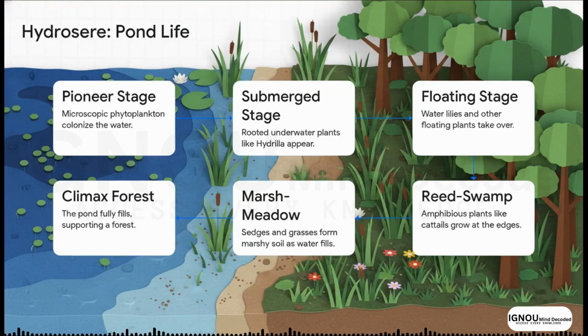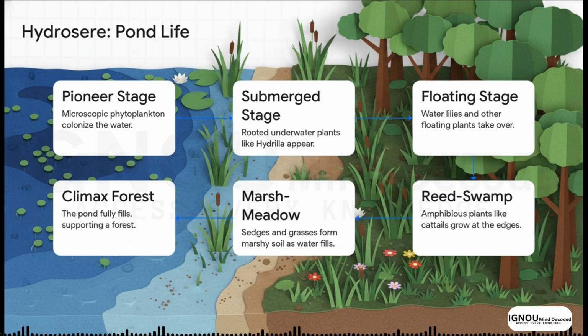This one is called a hydrosphere, which is just succession in water. It's wild. It begins with tiny microscopic plants called phytoplankton. When they die, they sink and start building up a layer of muck at the bottom. That muck allows rooted underwater plants to grow. As they die, the pond gets even shallower, which then lets plants with floating leaves, like water lilies, take over. Pretty soon the edges are shallow enough for reeds and cattails. This traps even more dirt, turning the edges into a marsh.